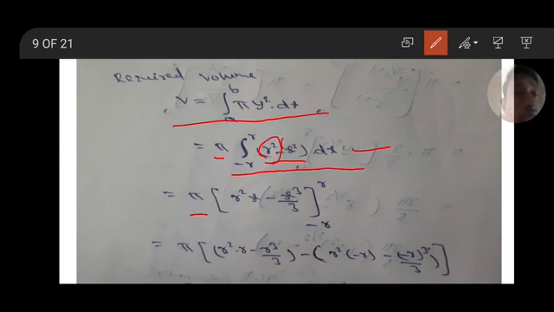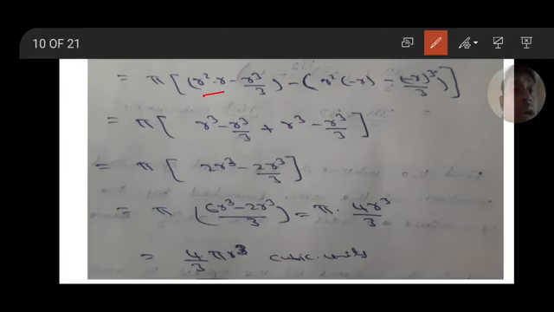Integrating, we get r square x for the first term, and for x square we get x cube by 3. So upper limit minus lower limit: pi as it is, r square into r minus r cube by 3, next minus r square into minus r minus minus r cube by 3. Simplifying, we get r square into r cube minus r cube by 3, and the second part gives plus r cube minus r cube by 3.